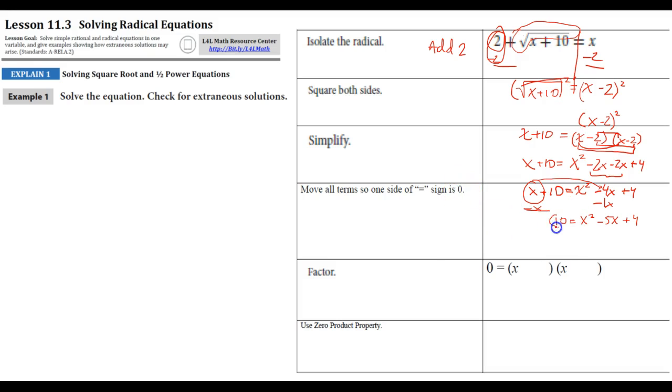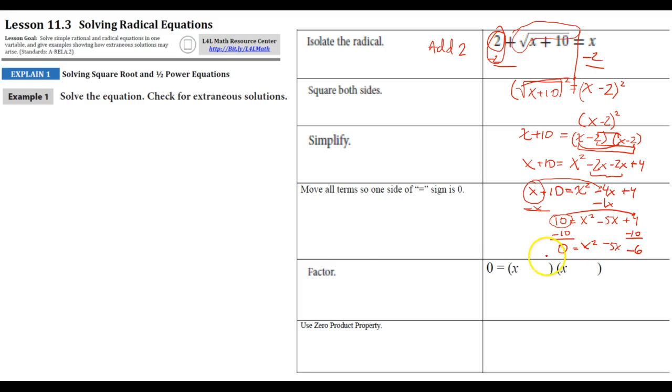What's the opposite of a positive 10? A negative 10. So we're going to go ahead and move that over. And that would be negative 6, negative 5x, and x to the second power. And this side is finally 0.